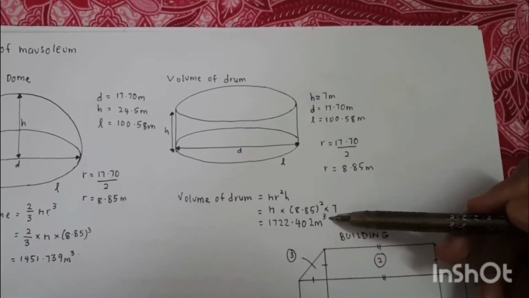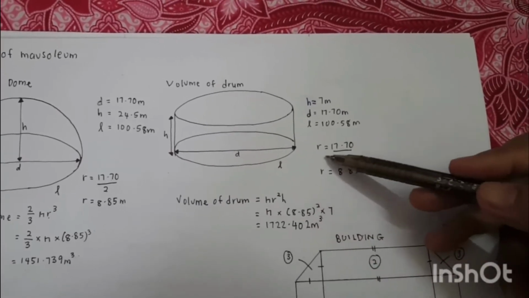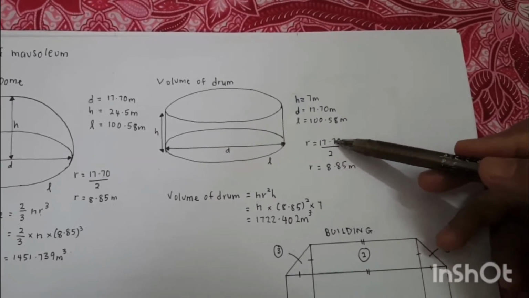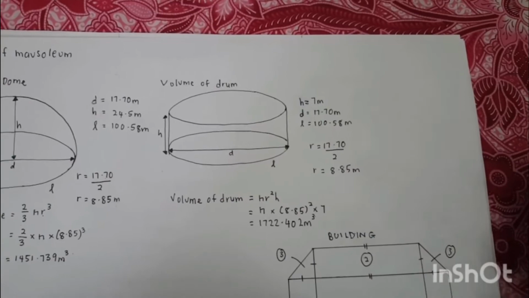meter cubed. Same as the first shape, the 8.85 we got from the diameter, which is 7.70. We divide it by 2, then we got 8.85 meter.